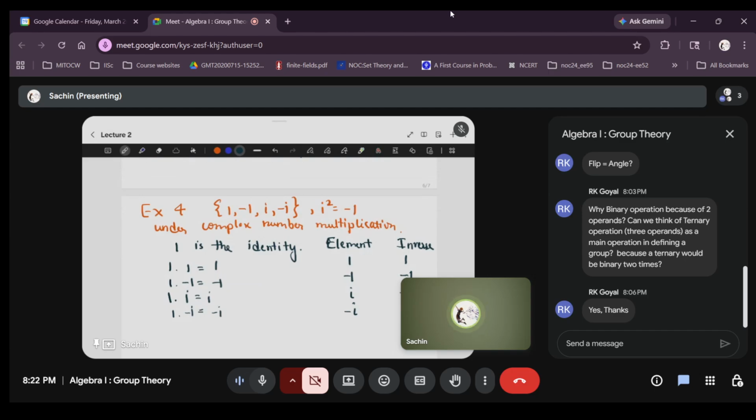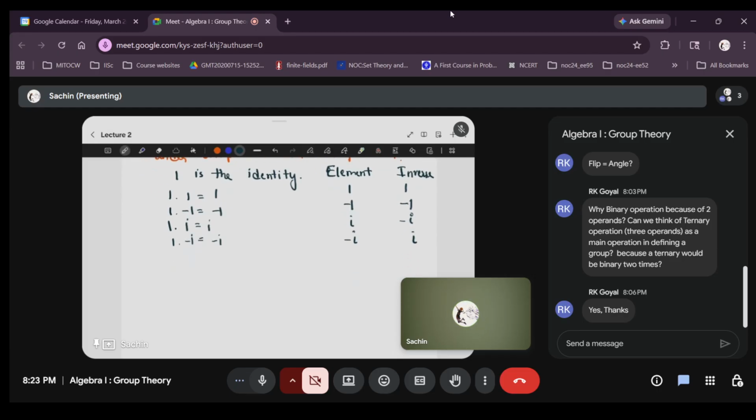Since there are only 4 elements, you can write down all the operations. 1 times minus 1 is minus 1, which belongs to the set. 1 times i is i, they all belong to the set. Then minus 1 times i is minus i, which is in the set. Minus 1 times minus i is i, which is in the set. Then i times minus i is 1, which is also in the set. So the set is closed, and we have the identity element and the inverses. So this is a group.